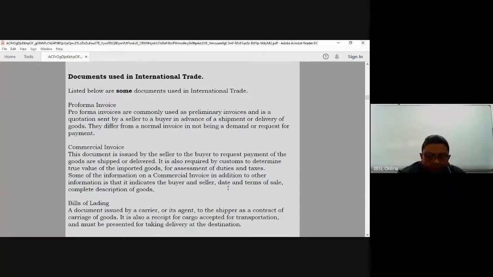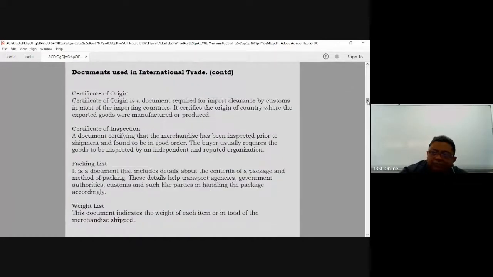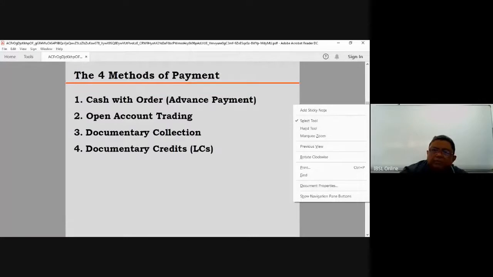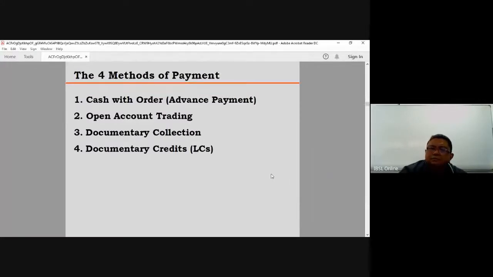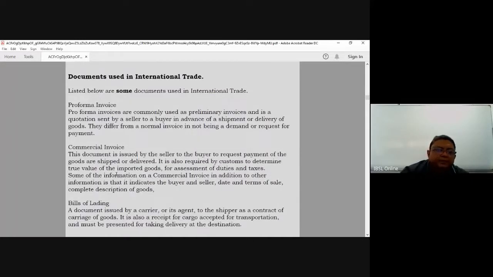Okay, now let me go. Now comes another important document. I'm not taking a lot of documents. I have taken very few documents only. I think it's enough. This is known as bill of lading. Now, what is a bill of lading? This is a bit important document.